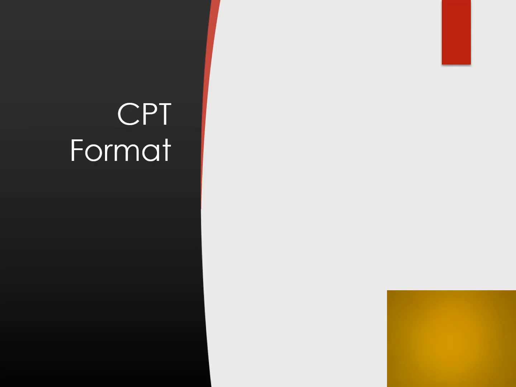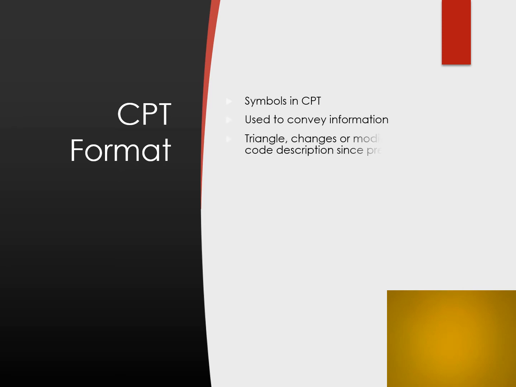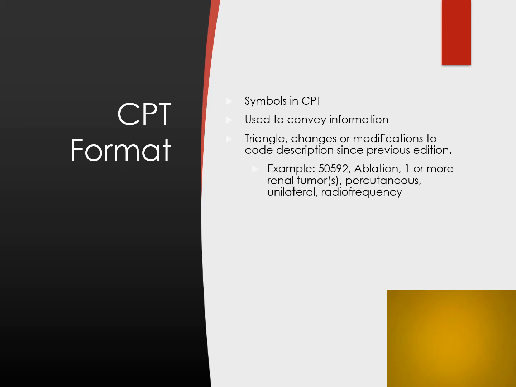So the CPT format, we have symbols in the CPT that are used to convey information. We have triangles, we have changes of modifications up to a previous code description. Like, for example, 50592, ablation, one or more renal tumors, percutaneous, unilateral, or radiofrequency.